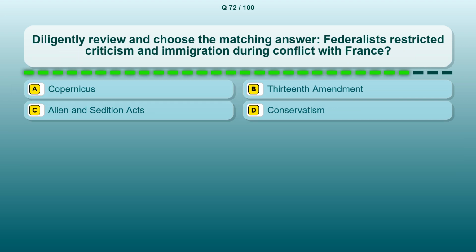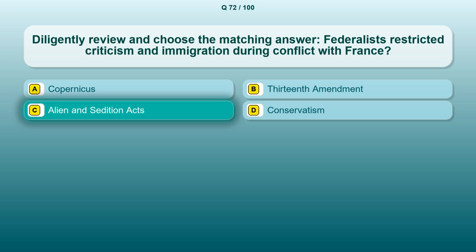Question 72. Diligently review and choose the matching answer. Federalists restricted criticism and immigration during conflict with France. Option A, Copernicus. Option B, 13th Amendment. Option C, Alien and Sedition Acts. Option D, conservatism.